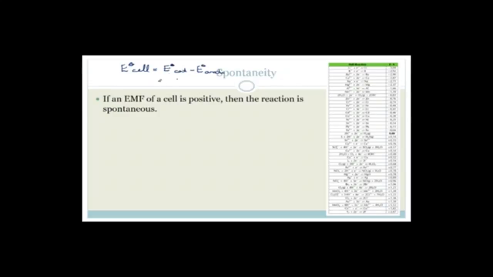Okay, let's move on. Now we're going to talk about spontaneity. We've kind of mentioned it already. We spoke about the fact that you needed to look at your EMF. If the EMF of the cell, we're not talking about the half reactions, is positive, then the reaction is spontaneous. In other words, E theta of the cell equals E theta of the cathode minus E theta of the anode, or E theta reduction half reaction minus E theta oxidation half reaction. If that is greater than zero, then the reaction is spontaneous. If, however, that is smaller than zero, then the reaction is non-spontaneous.